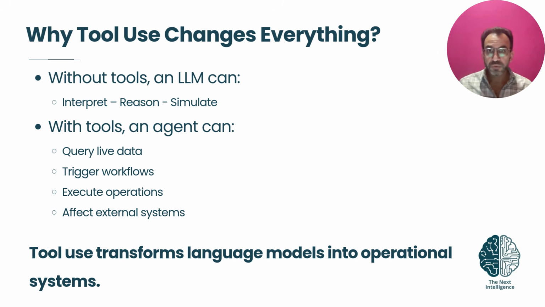So, without tools, an LLM can interpret, reason, simulate, plan, whatever, but that's all in text. With tools, an agent can query live data through web search, trigger workflows, execute operations, and affect external systems by altering their status or situation, and so on. So tools are what usually transform language models into operational assistants, as we said in the introduction.